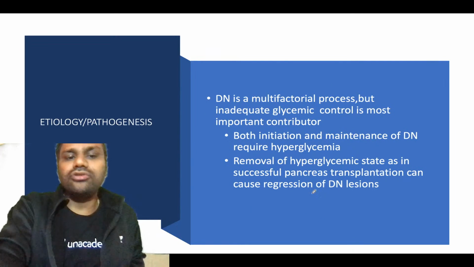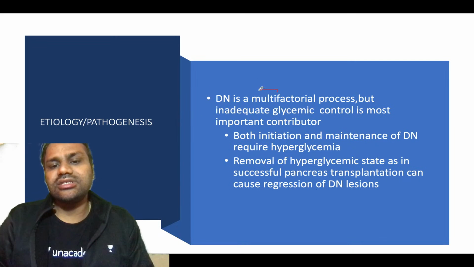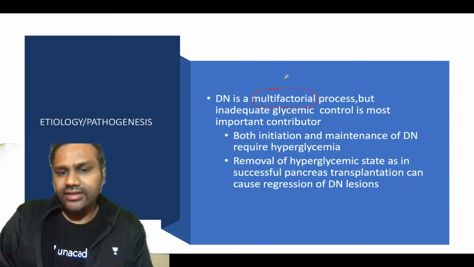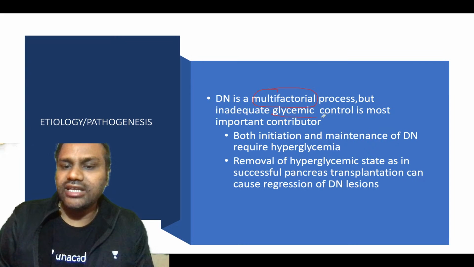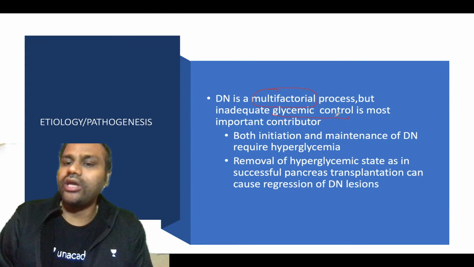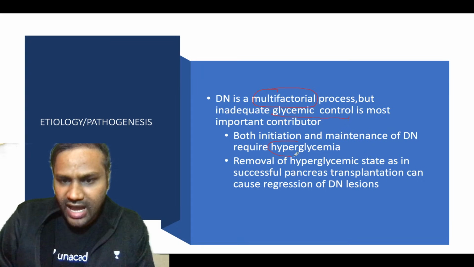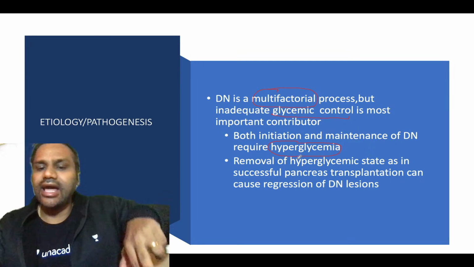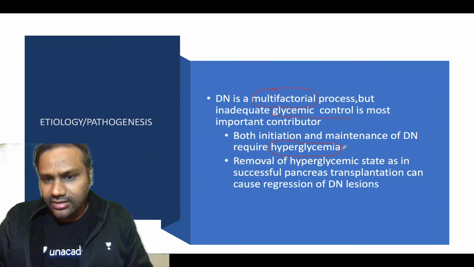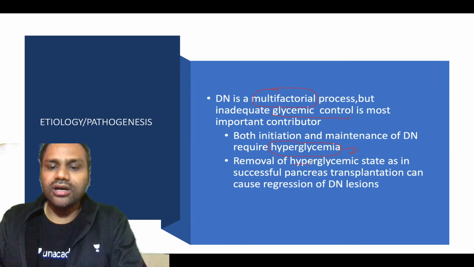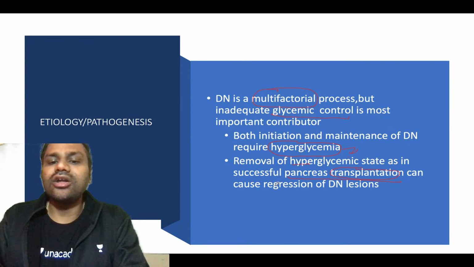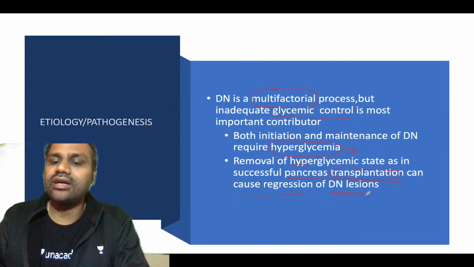Now coming back to the pathogenesis. The pathogenesis is multifactorial, but the most important factor is that glycemic control is poor, that is, diabetes is not under control. Hence hyperglycemia is one of the important causes of diabetic nephropathy, in both type 1 and type 2. This is proved by the fact that when you transplant a pancreas in a hyperglycemic state, you see regression of the diabetic nephropathy lesions.